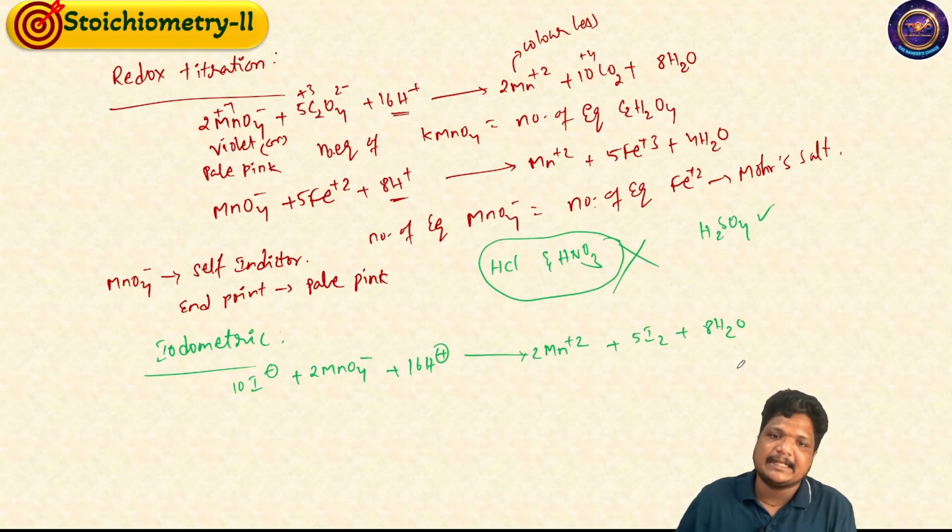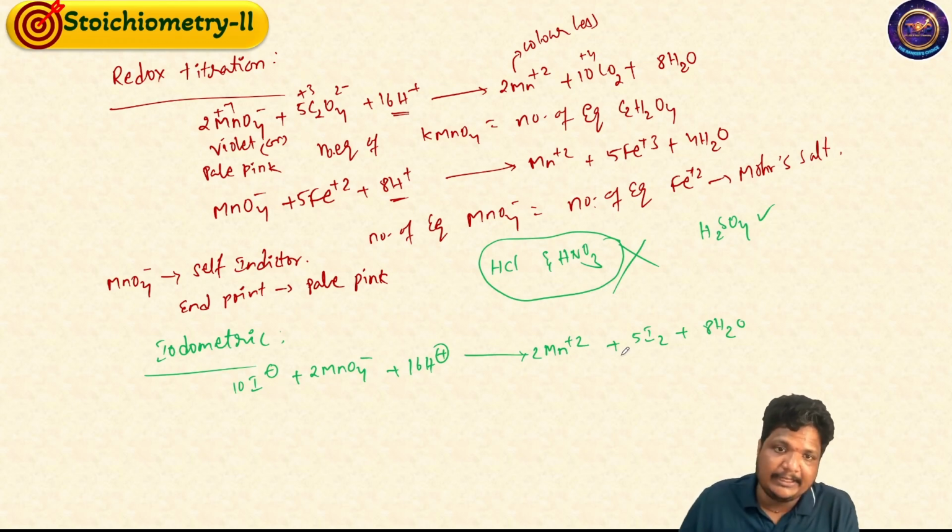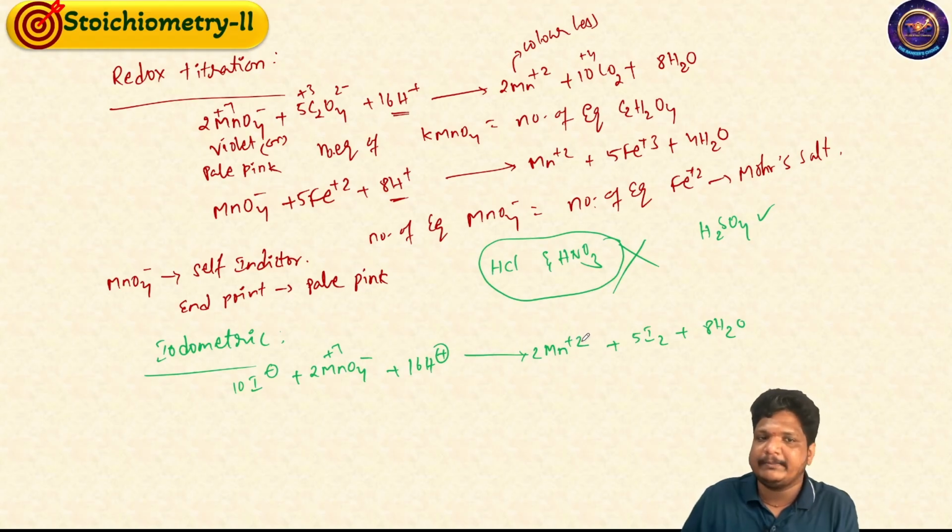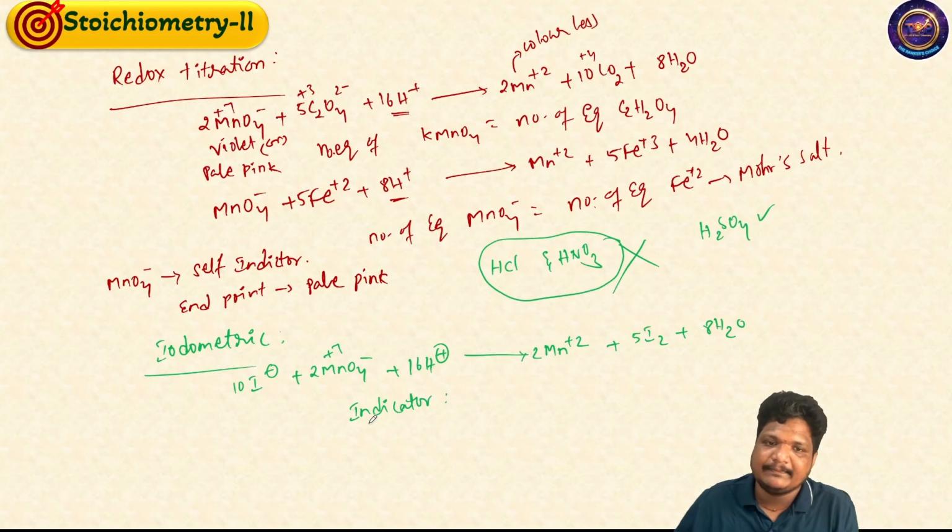In this titration reaction, there will be oxidation of I minus into I2, and reduction of Mn plus 7 into Mn plus 2. So in this titration reaction, we can generally use an indicator, that is the starch indicator. So why are we using the starch indicator here?